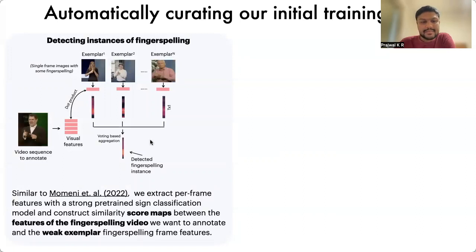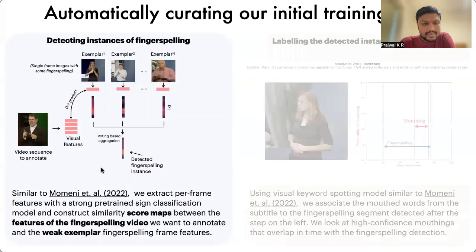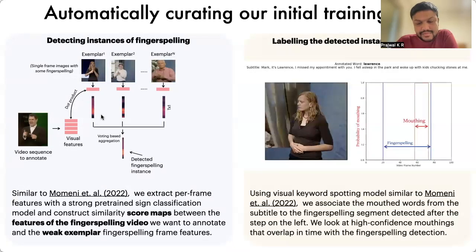After extracting the per-frame features of the video which we want to annotate, we construct the cosine similarity score maps between the fingerspelling video and each of the exemplar frames. For each video and exemplar image pair, we get a 1D vector of size T cross 1, T being the number of frames in the video. Locations with maximum score indicate the location of the fingerspelling. Now, given these detections, we need to associate them with word labels. To do this, we use a visual keyword spotting model and see if the signer mouths any word from the subtitles surrounding the given signing clip.